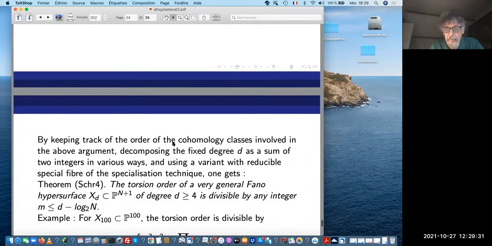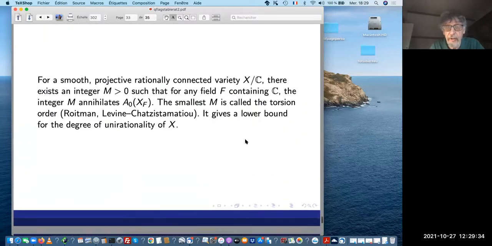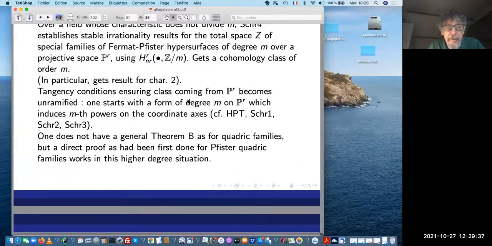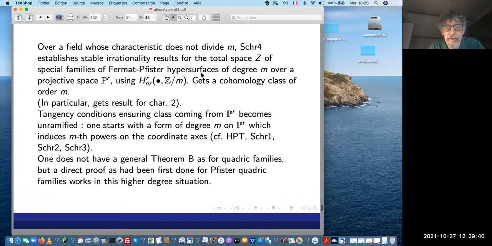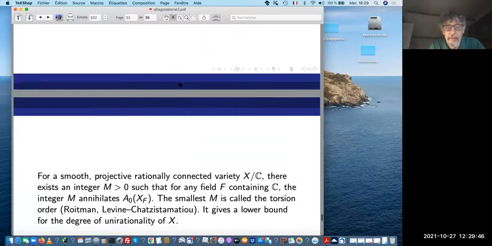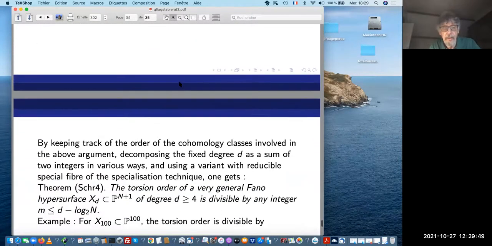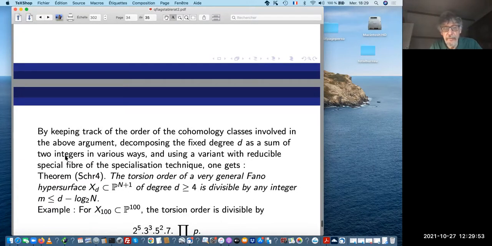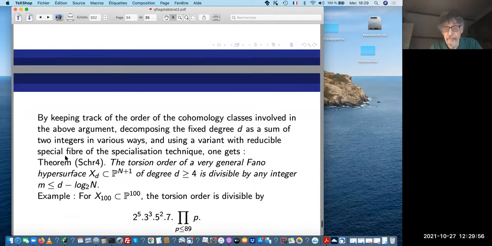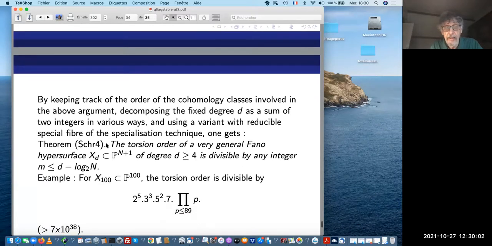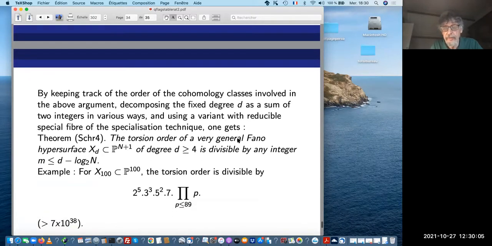And so by keeping track of the order of the cohomology classes which are involved in the above argument, okay, you get cohomology classes, and here you get not only two, but you get m. Before you had just two in these arguments. Now you get an m. And so by keeping track of this m and decomposing the degree D as a sum of two integers in various ways, and using a variant of the specialization technique with reducible special fiber, Schreieder proves that the torsion order of a general hypersurface X_D in P^(n+1) of degree D at least four is divisible by any integer smaller than a certain bound, with m rather small with respect to D.